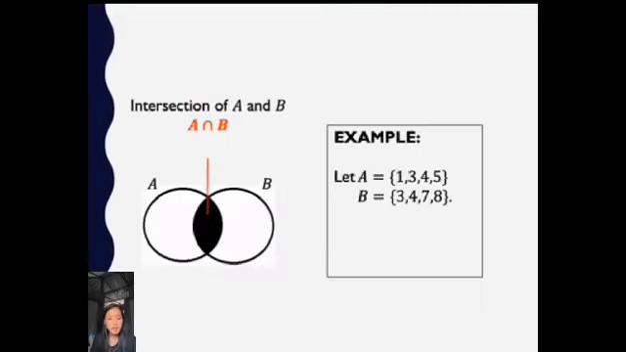For example, let set A be the set with elements 1, 3, 4, and 5, and set B with elements 3, 4, 7, and 8. Then the intersection of A and B is given by the elements that are the same in both A and B, which are 3 and 4.